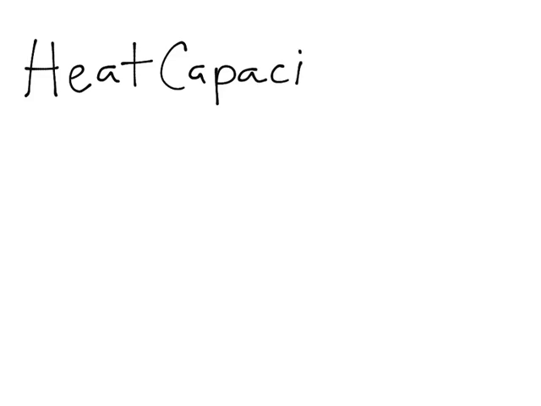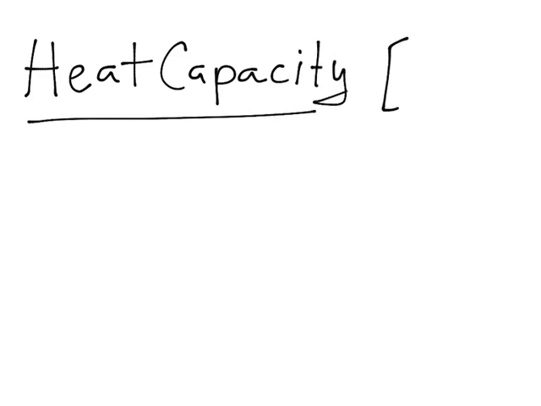In this video, I'll be defining heat capacity and explaining the two types that exist. So, heat capacity. We represent heat capacity with a C, and sometimes people put a P as a subscript, but it doesn't really matter.